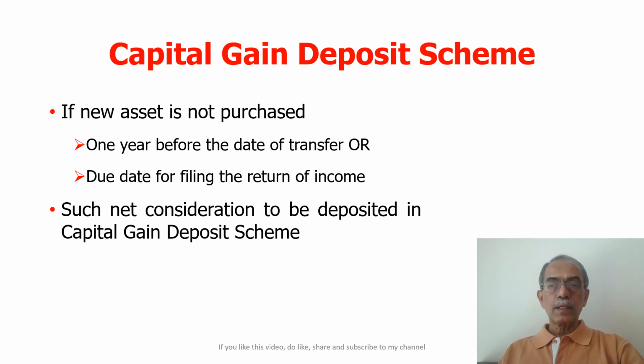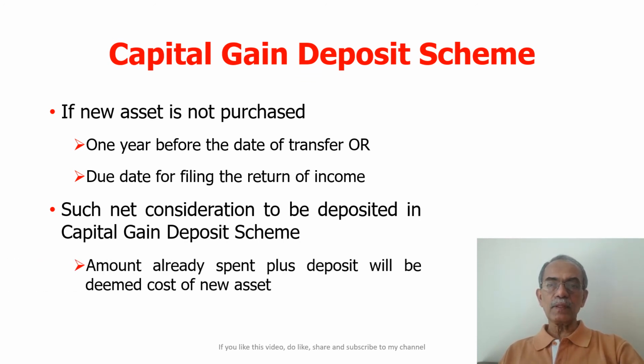On the other hand, suppose I sell a house in February and before July, I spent half of the net consideration for the construction of a house. Then the remaining amount, what I have not spent, will have to be deposited in the capital gain deposit scheme account. Okay. So the amount that is already spent plus the deposit will be deemed to be the cost of the new asset, and the benefit of this section would be applied accordingly.